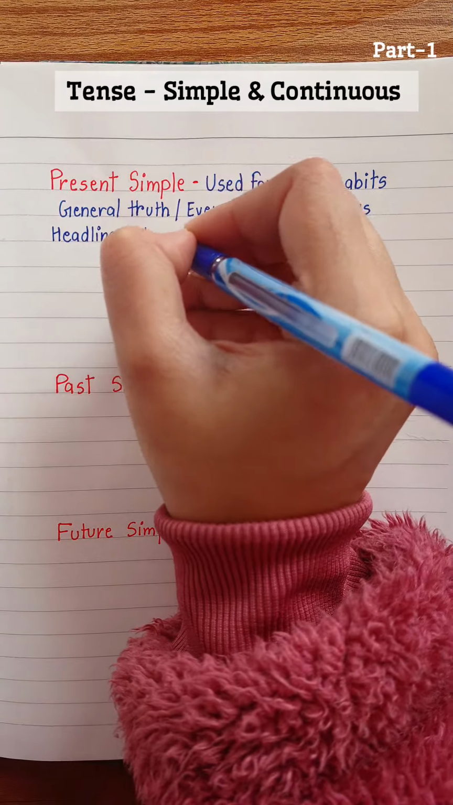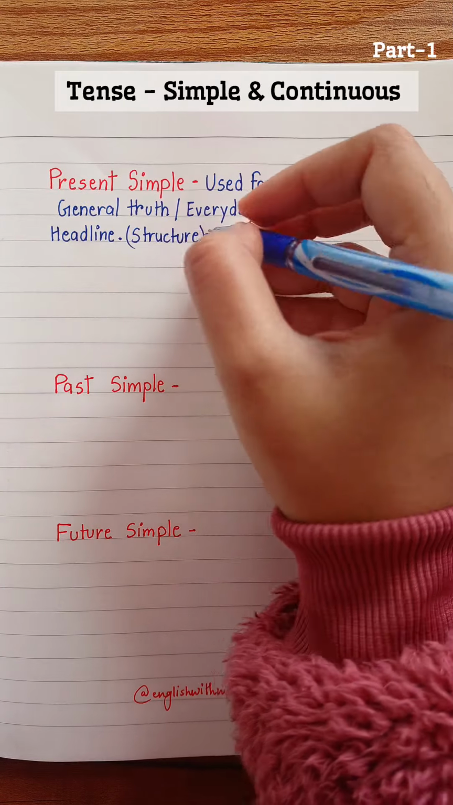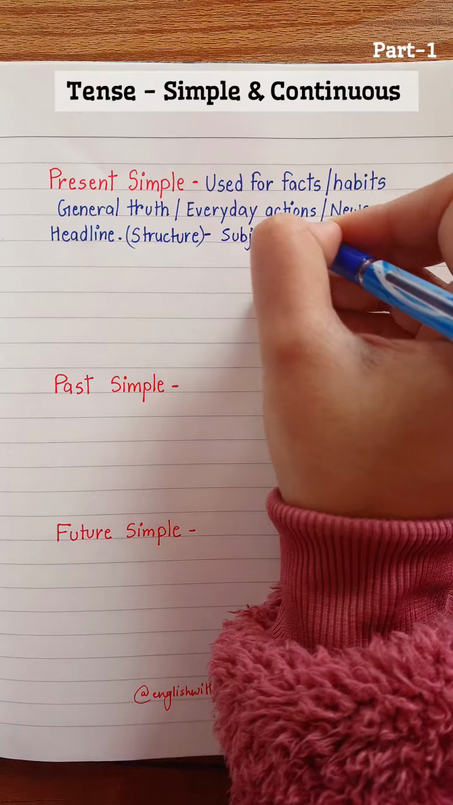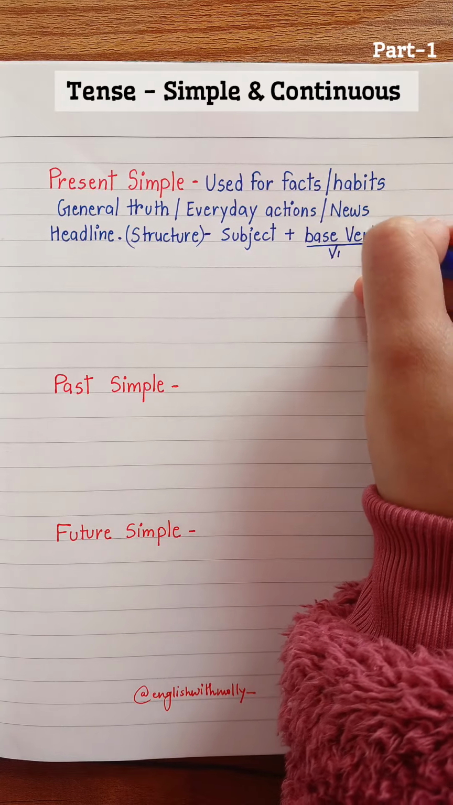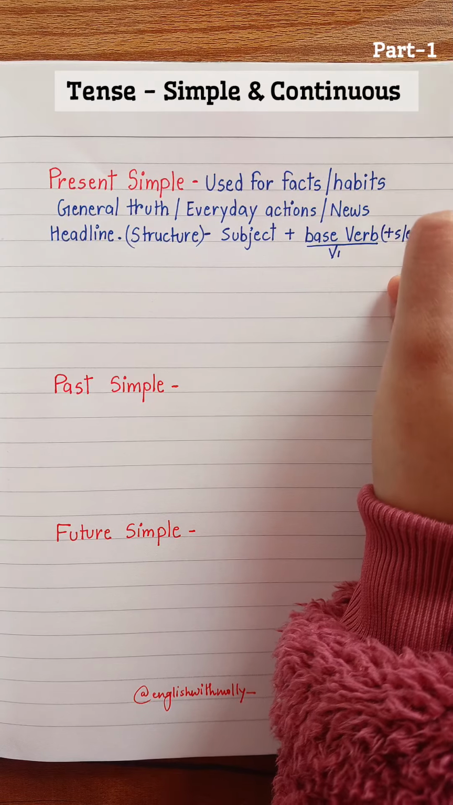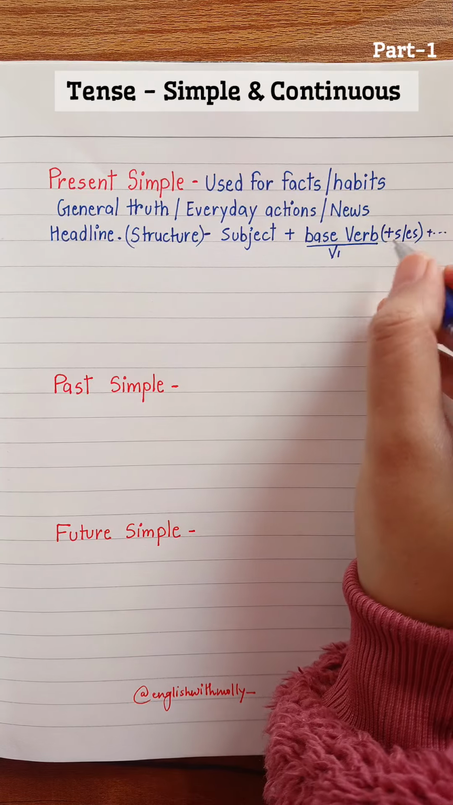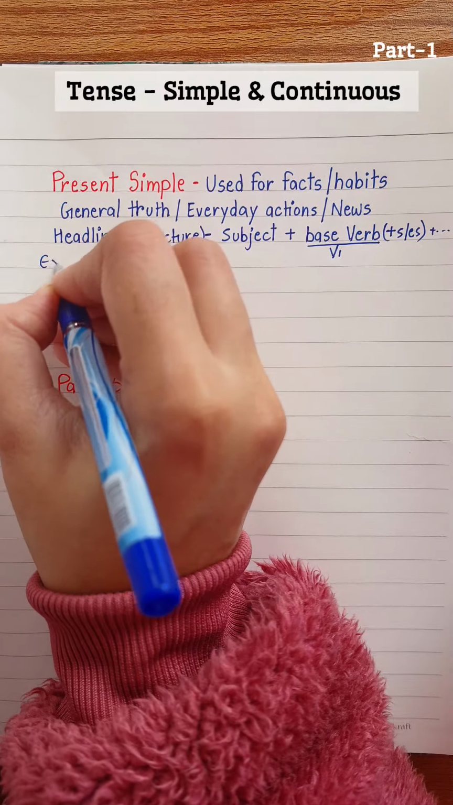Let's see the structure for present simple tense. It's subject plus base verb. We also call it V1 or first form of the verb. Plus we add S or ES to the base verb according to the subject. Now let's see an example.